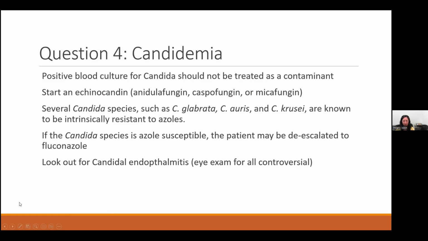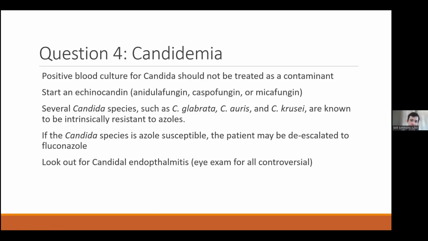And the main teaching point here is that Candida in a blood culture is not a contaminant. Never, ever, ever a contaminant. But yeah, to stop being glib, the echinocandins are the correct choice, for a couple reasons, actually.